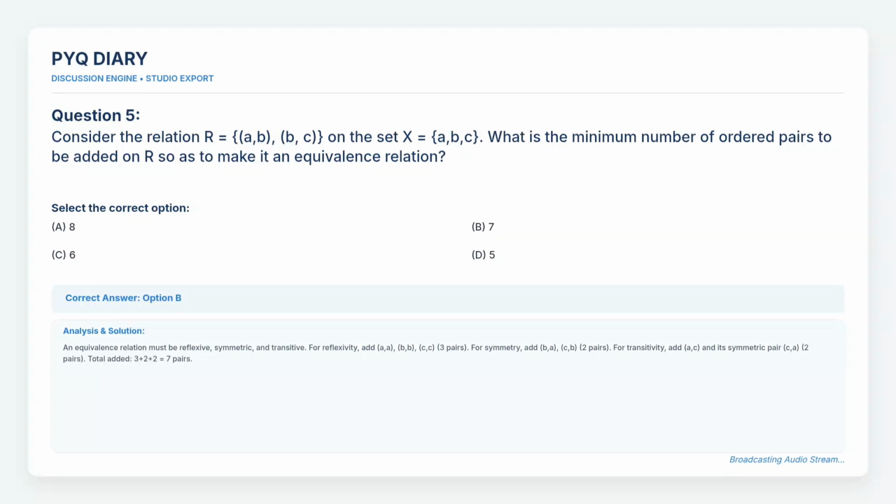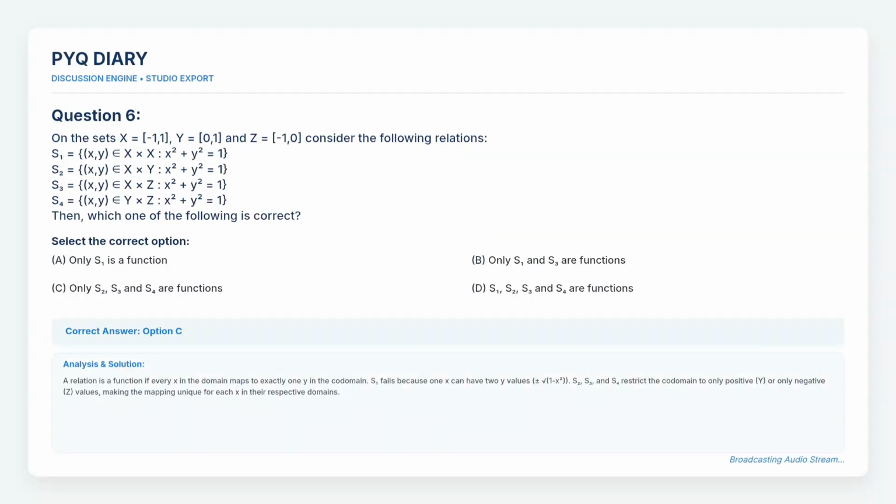Question 5. Consider the relation R equal to {(A,B), (B,C)} on the set X equal to {A, B, C}. What is the minimum number of ordered pairs to be added to R so as to make it an equivalence relation? The choices are A. 8, B. 7, C. 6 and D. 5. The correct answer is option B. 7.